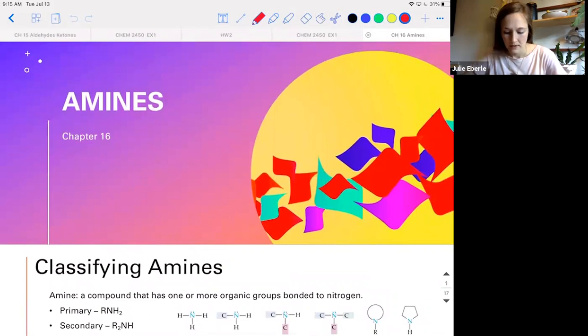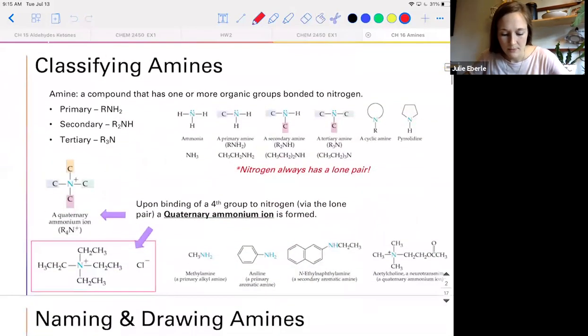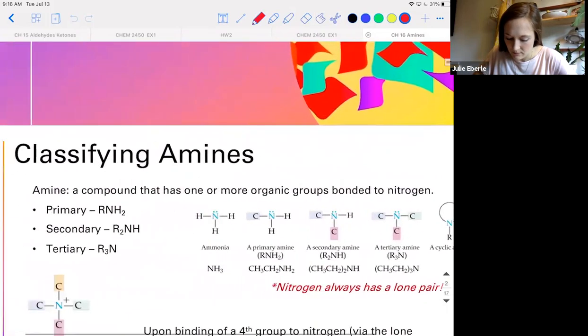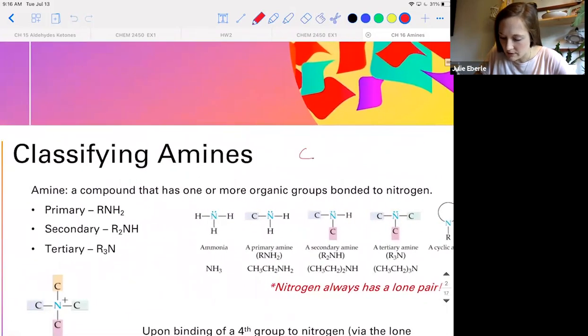And here we go. So just like with carbons and alcohols, we can classify amines, okay? Here we're looking at the carbon bonded to the amine group, okay? An amine group is this. It is some kind of carbon bonded to some kind of nitrogen group.